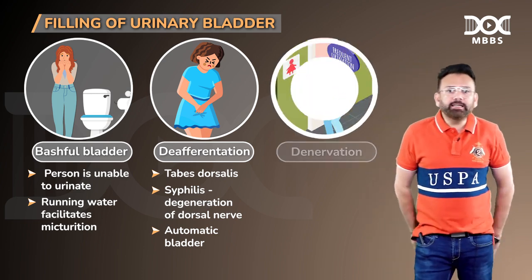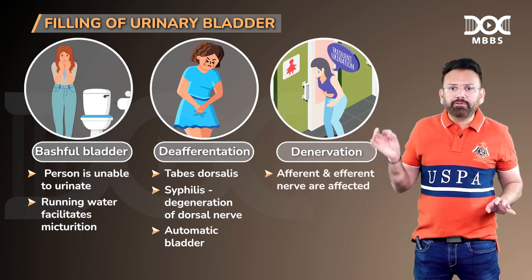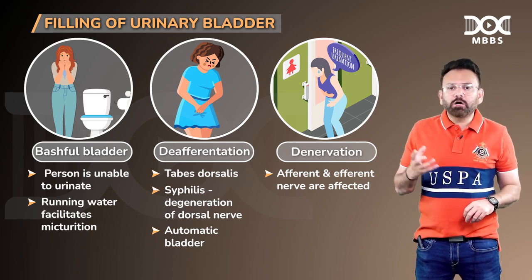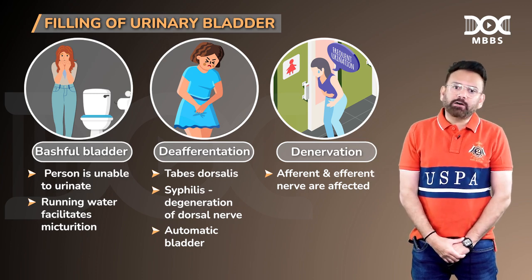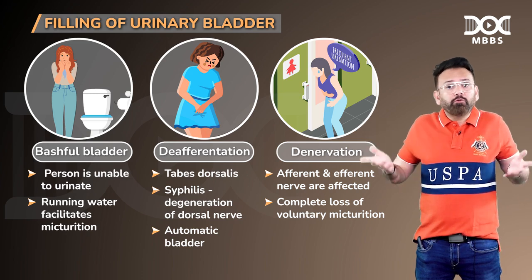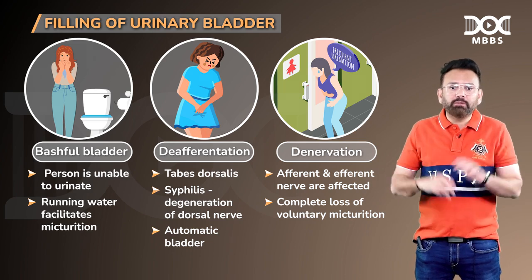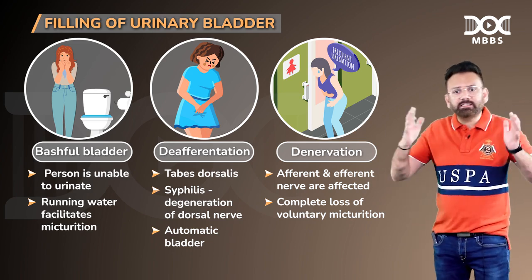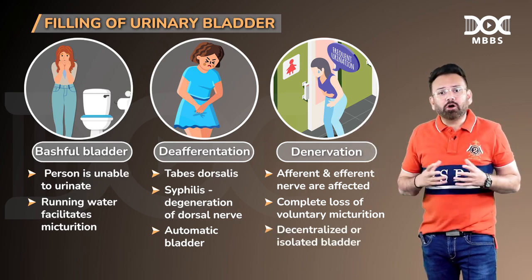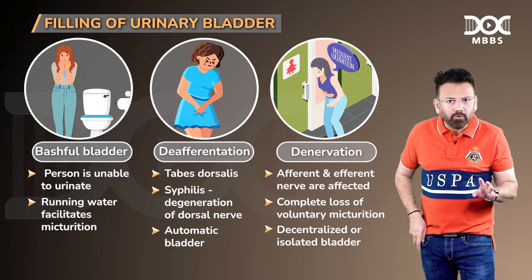Then the second condition is denervation. In denervation, both afferent and efferent are affected. Sometimes there is a tumor or there is injury to the cauda equina. So they are characterized by complete loss of voluntary micturition. You have no control. There is no afferent, there is no efferent. There is complete loss of voluntary micturition. So the urinary bladder will become flaccid and distended, called decentralized bladder or isolated bladder. It is different from automatic bladder. It is totally different from automatic bladder.